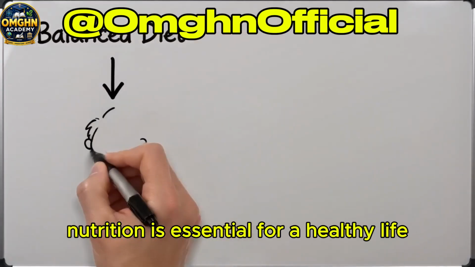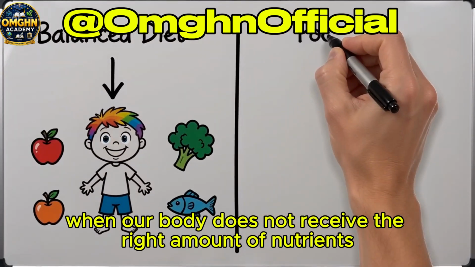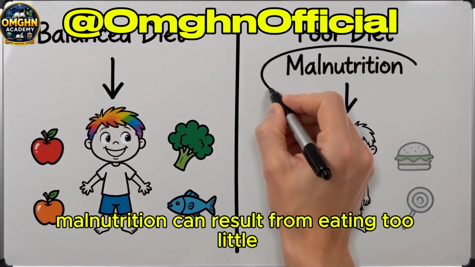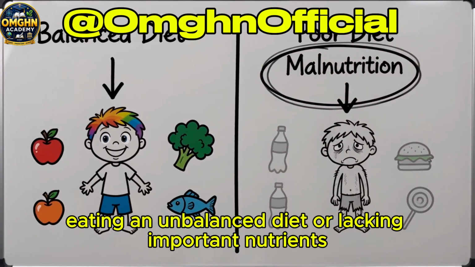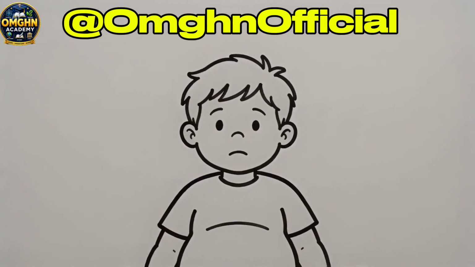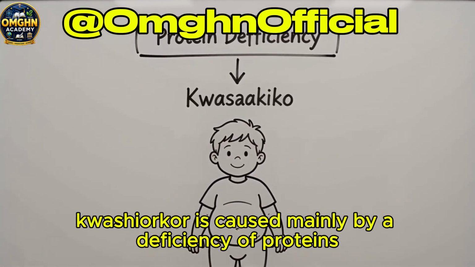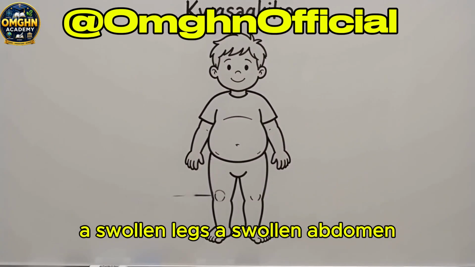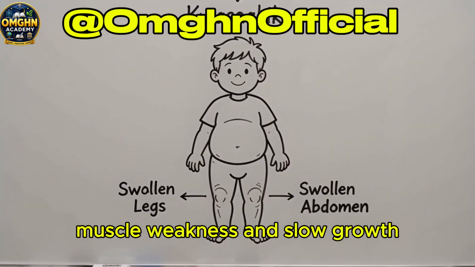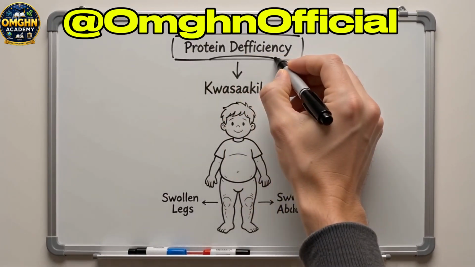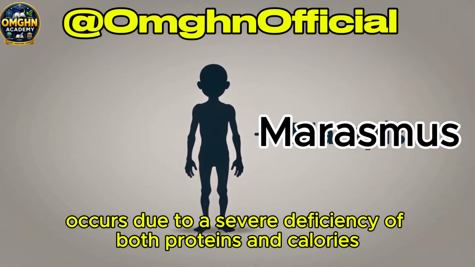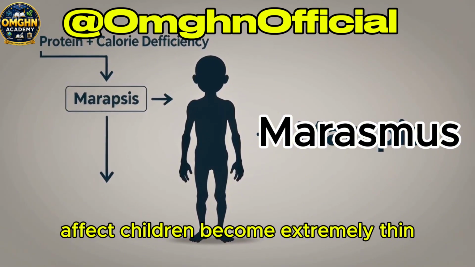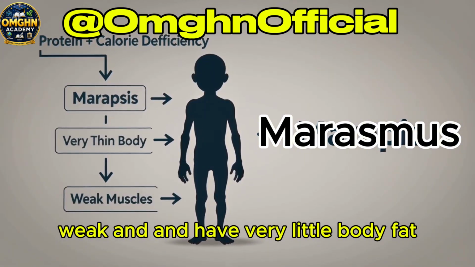Nutrition is essential for a healthy life. When our body does not receive the right amount of nutrients, the condition is called malnutrition. Malnutrition can result from eating too little, eating an unbalanced diet, or lacking important nutrients. Kwashiorkor is caused mainly by a deficiency of proteins. Children with this disease may have swollen legs, a swollen abdomen, muscle weakness, and slow growth. Marasmus occurs due to a severe deficiency of both proteins and calories. Affected children become extremely thin, weak, and have very little body fat.